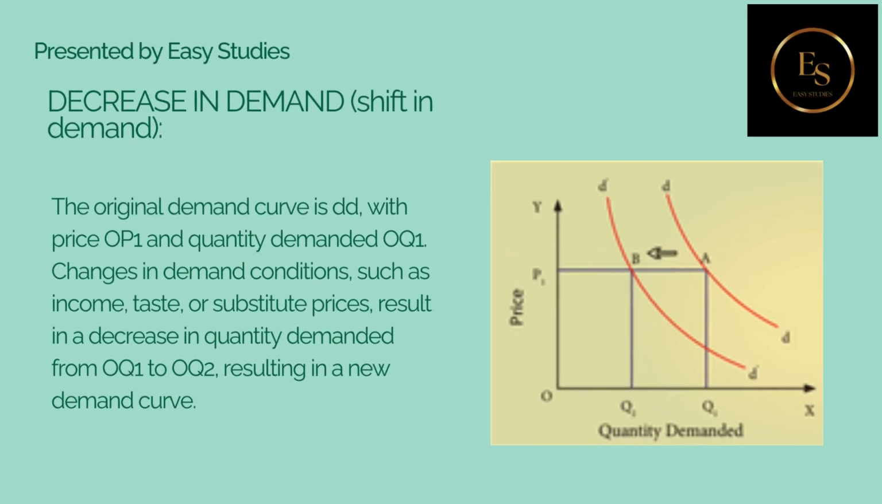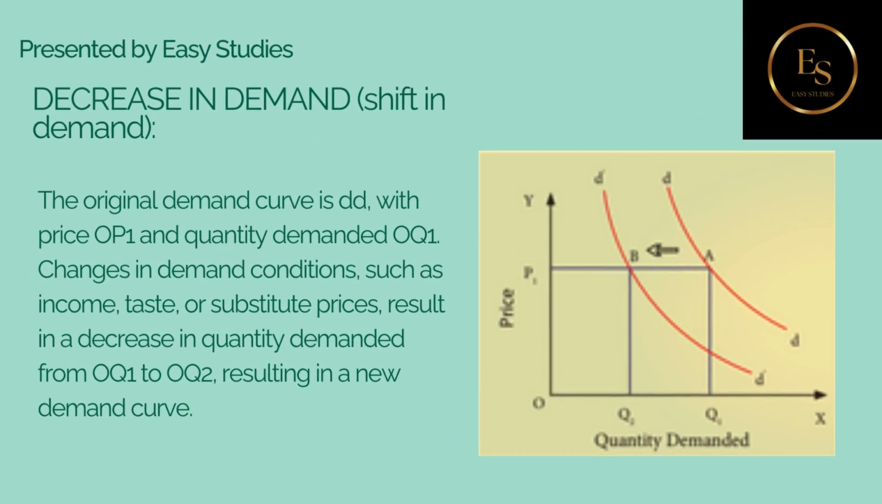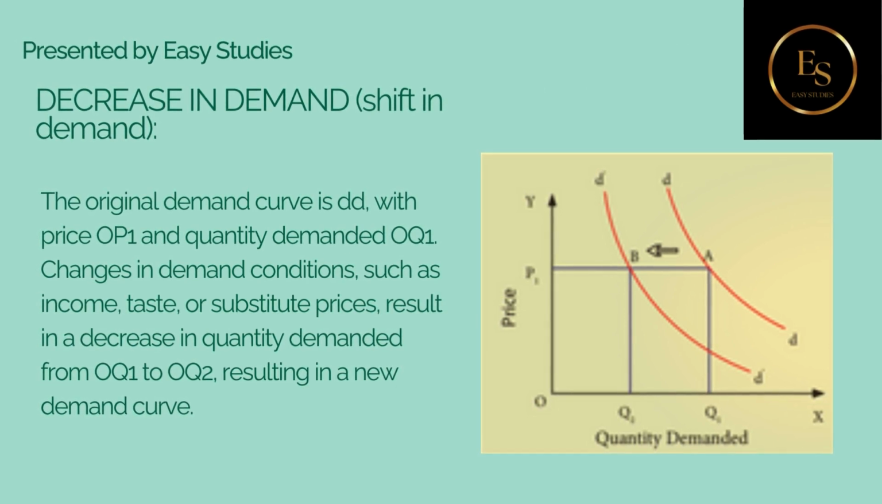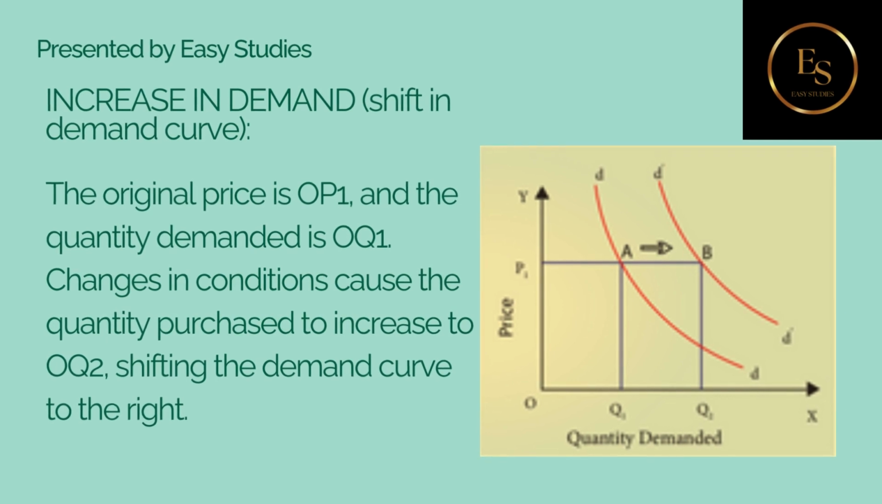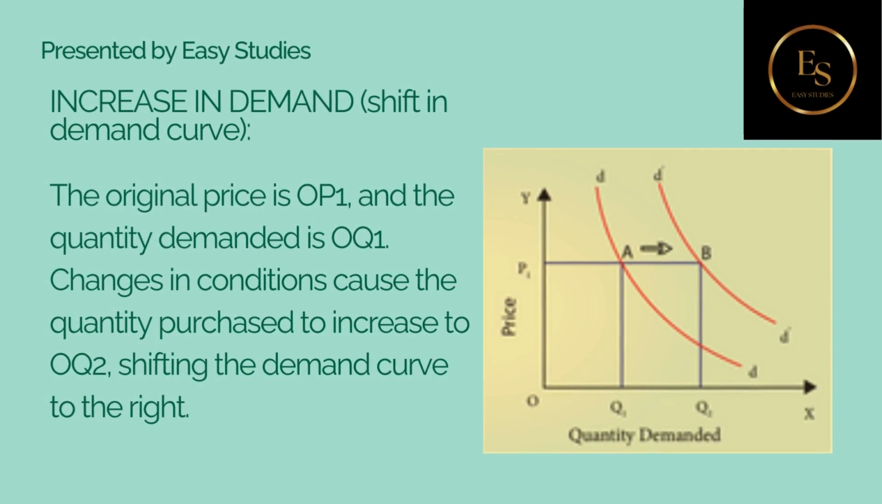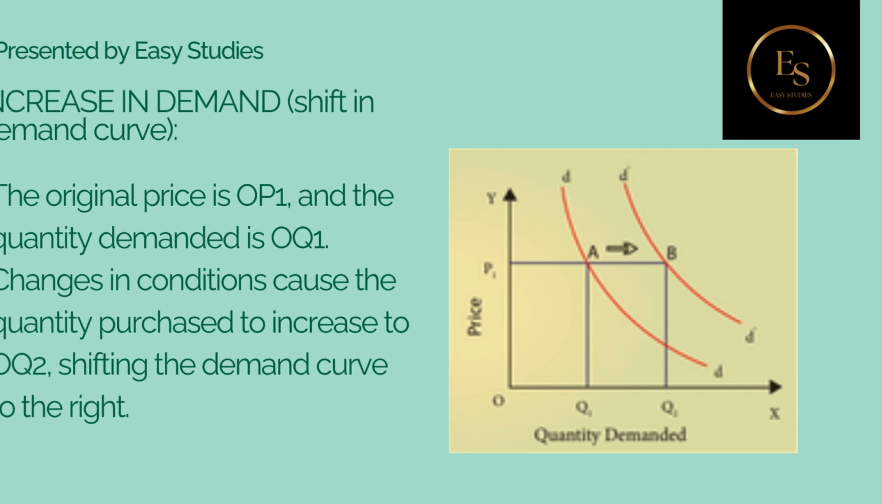The original demand curve is DD, with OP1 as the price and OQ1 as the quantity demanded. When demand conditions change, the quantity demanded decreases from OQ1 to OQ2, resulting in a decrease in demand and a new demand curve D1. Increase in demand. The original price is OP1 and the quantity demanded is OQ1. However, due to changes in conditions, the quantity purchased has increased to OQ2, causing the demand curve to shift right.